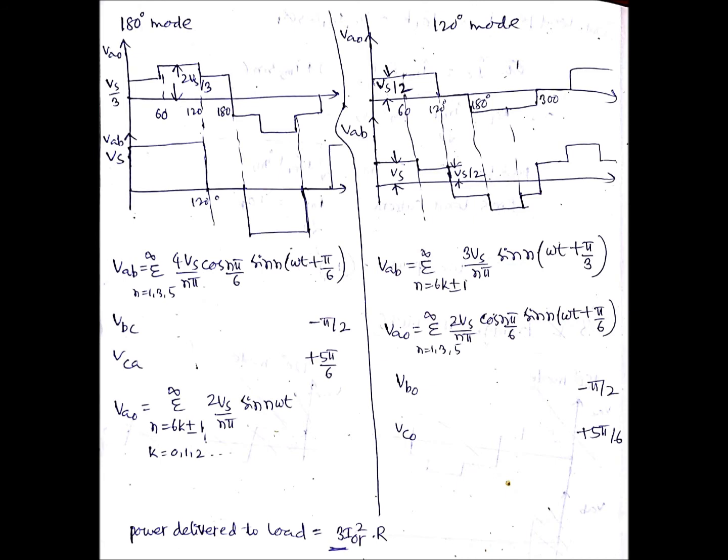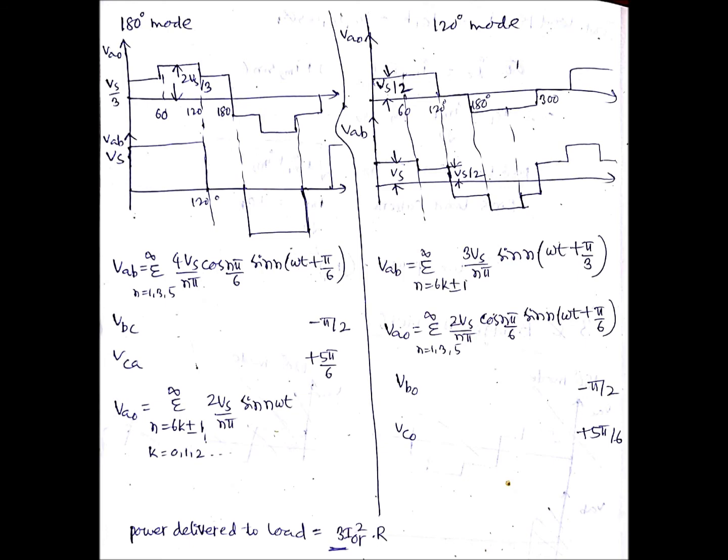And with that similarity in the waveforms, similarity will be there in the Fourier series analysis also. In case of 180 degree mode, the line to line voltage VAB is equal to sigma n equal to 1, 3, 5 to infinity, 4Vs by n pi cos n pi by 6 into sin n of omega t plus pi by 6. In 120 degree mode, the phase voltage VA naught should have this kind of expression, the same, but the magnitude is different because the voltage magnitude is different. There it will be 4Vs by n pi, here it will be 2Vs by n pi. Similarly, you can get VBC, VCA with a phase shift of 120 degrees.